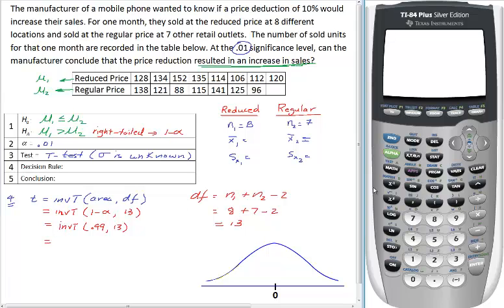Looking that value up: second function, go to distribution, so second vars, go down to number 4, inverse t. The area is 0.99, and degrees of freedom are 13. Again, for degrees of freedom, we're making the assumption that when we're pooling the data, in other words, that our standard deviations or variances are the same.